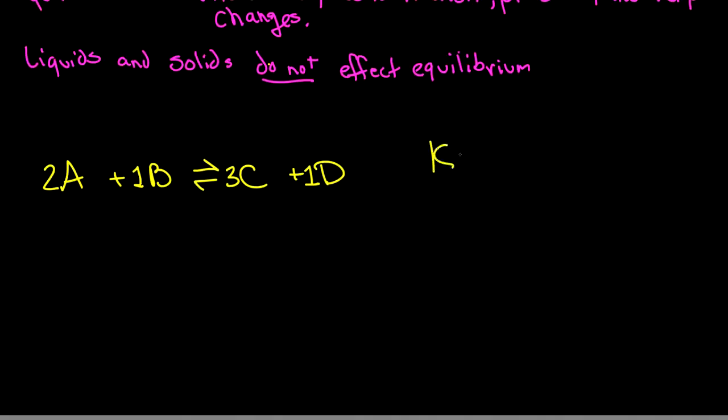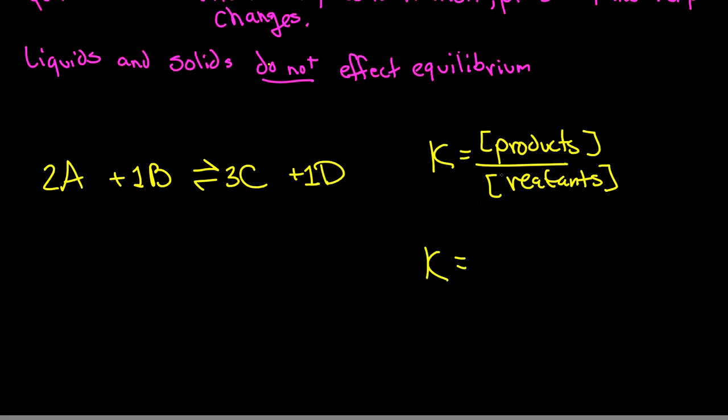And we know the formula is K equals the products over reactants. All right, so I use this idea to create a formula. So that's going to be K equals products. So what are my products? My products are C and D. I know they're products because they're on the right side of the arrow. So my products are going to be C and D.